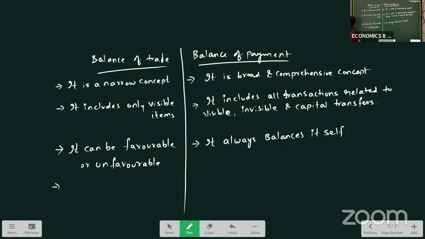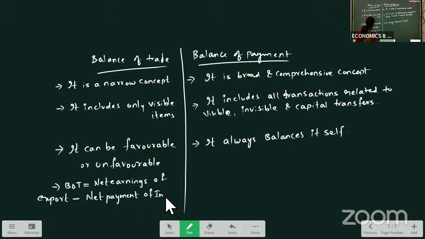Next point of difference, our balance of trade is equal to, how do we calculate? Net earnings of export minus net payment of imports. What we earn from exports minus what we pay for imports.